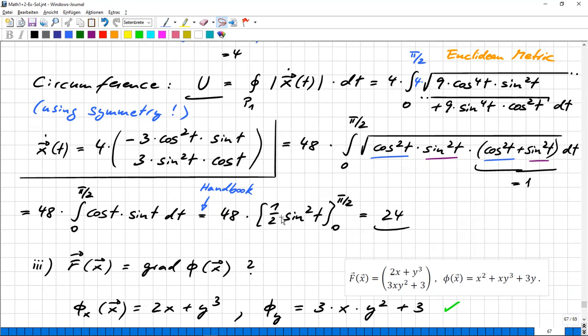So we have a factor of 1/2. We can also draw this outside. 48 over 2 equals 24. And then in the parentheses, it remains 1 squared minus 0 squared for the lower bound, right? So it's just that, it's 24. That's the circumference of the asteroid curve.